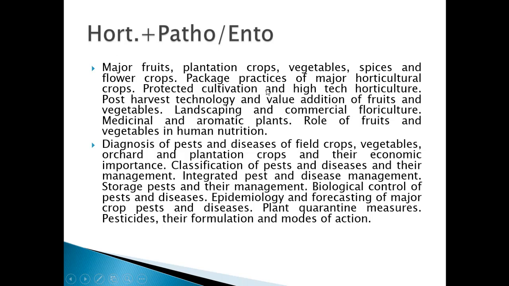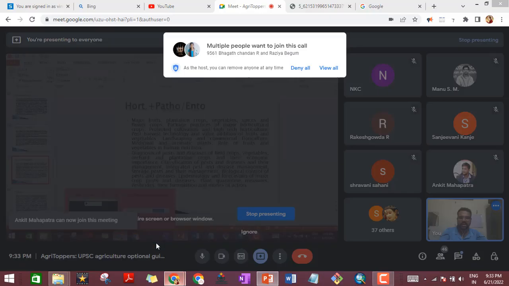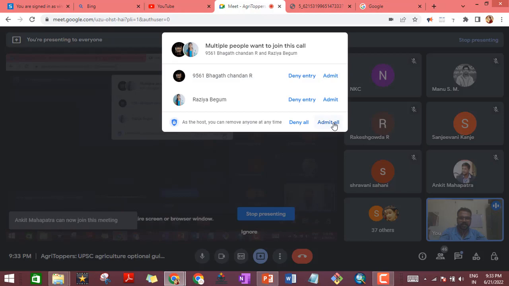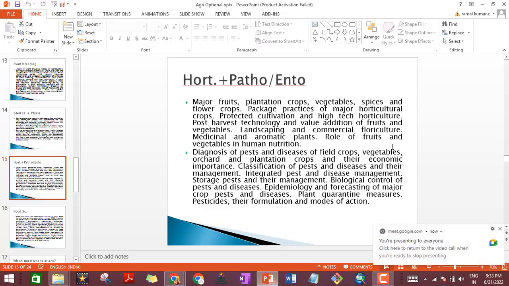And when you read about the horticulture crops, try not to go deep into all the crops. Try to look at the previous years and read some of them which are relevant. And also for pests and diseases, make a list of the topics which they have asked in the last 20 years, and only those topics you can use.